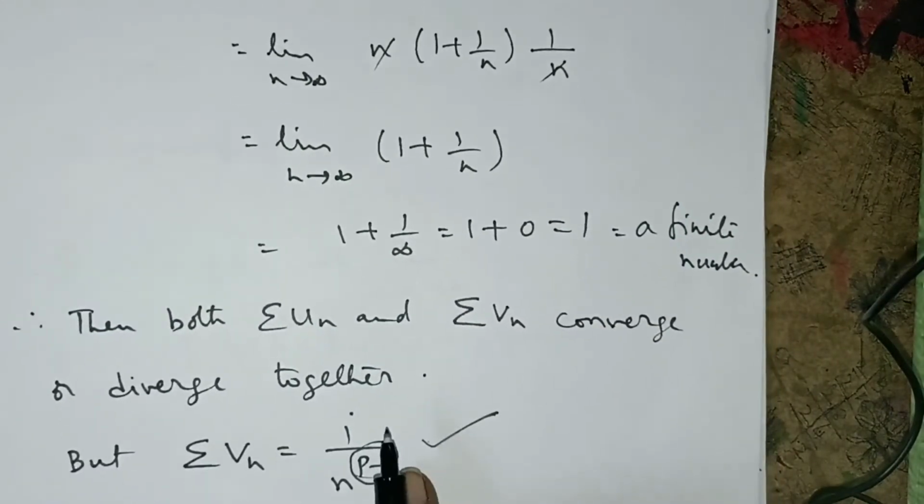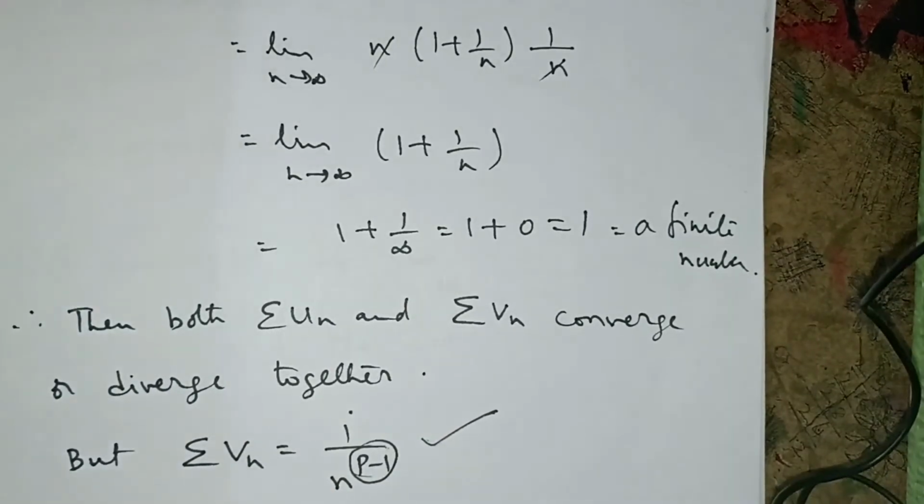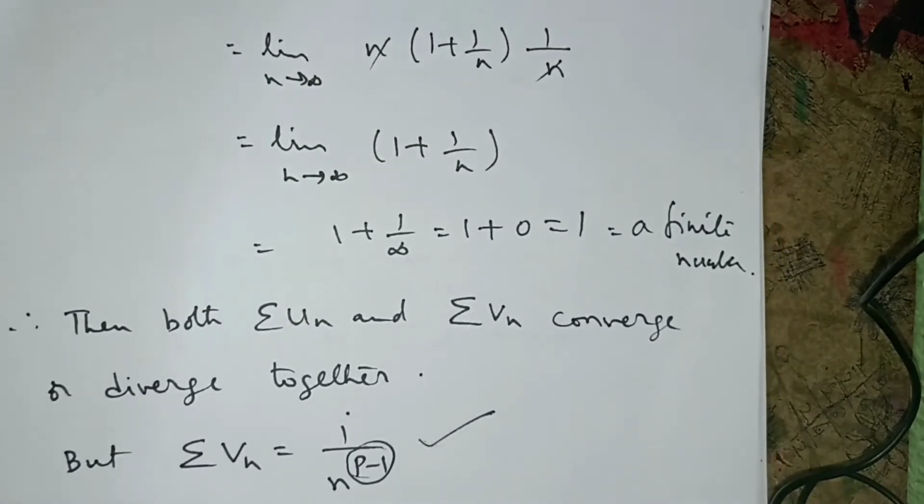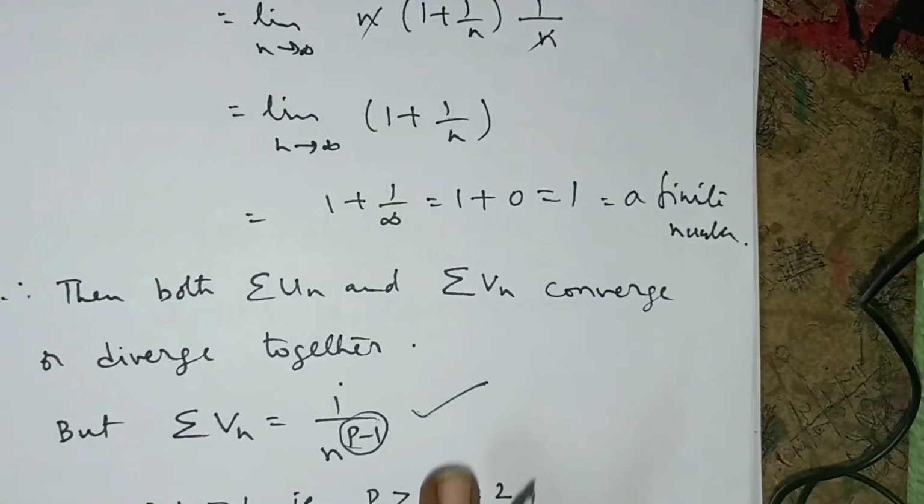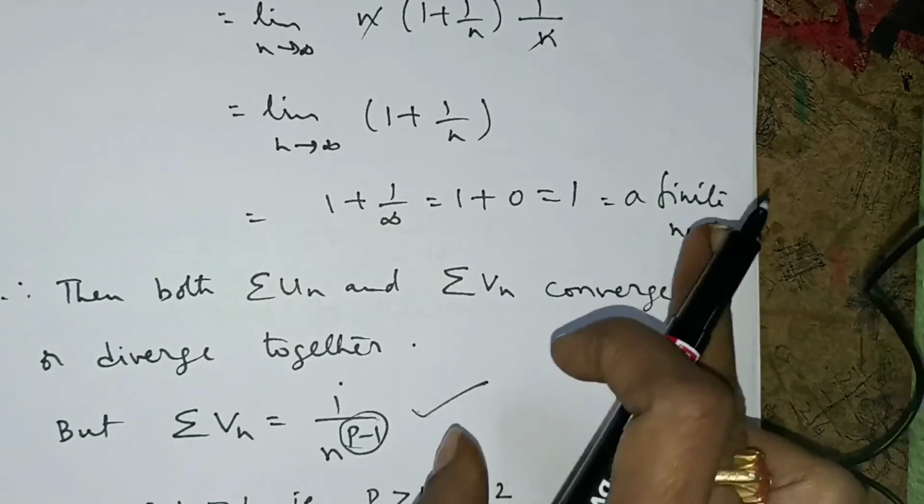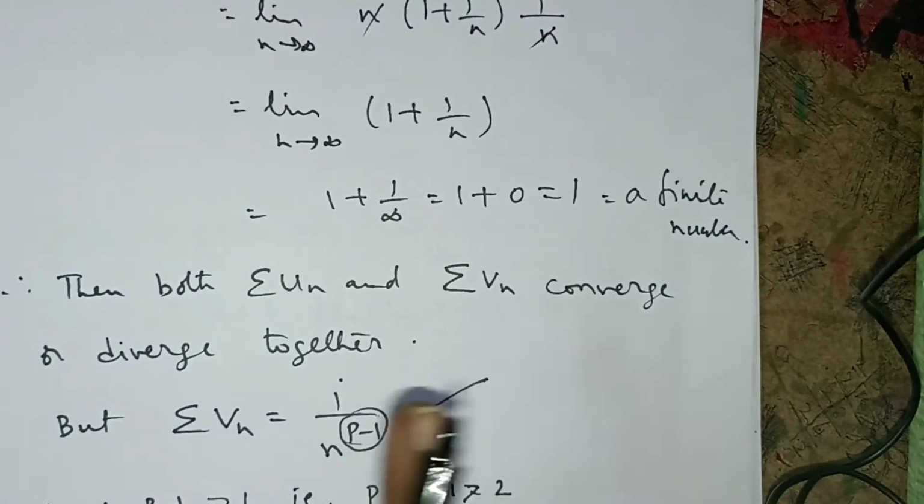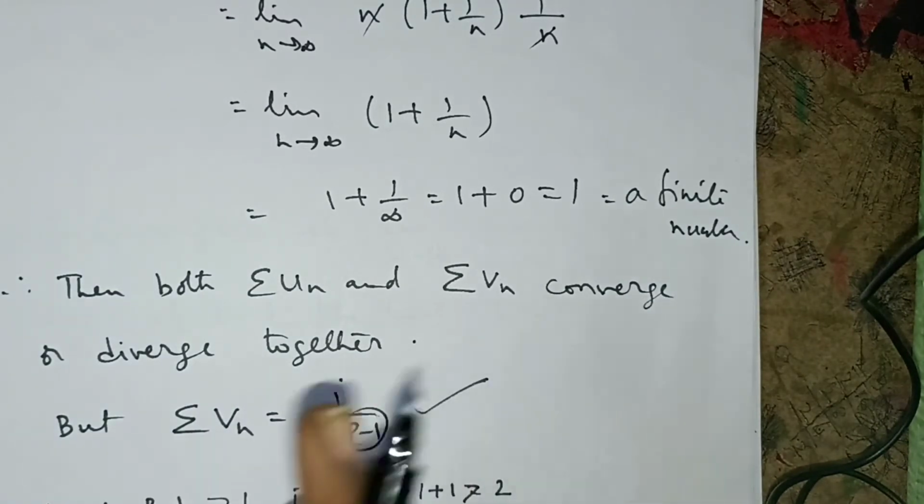Both the series sigma un and sigma vn will converge or diverge together. The conclusion of the comparison test: both sigma un and sigma vn will converge or diverge together.